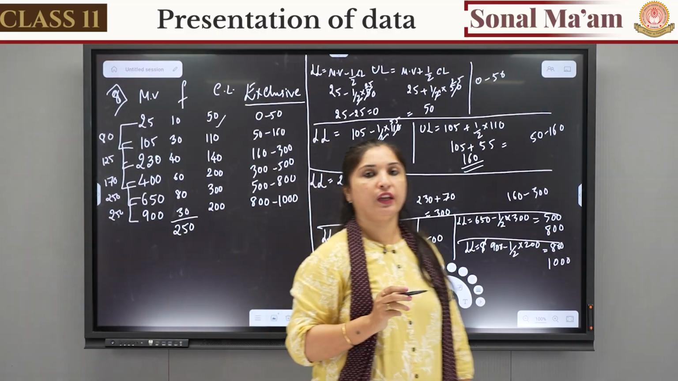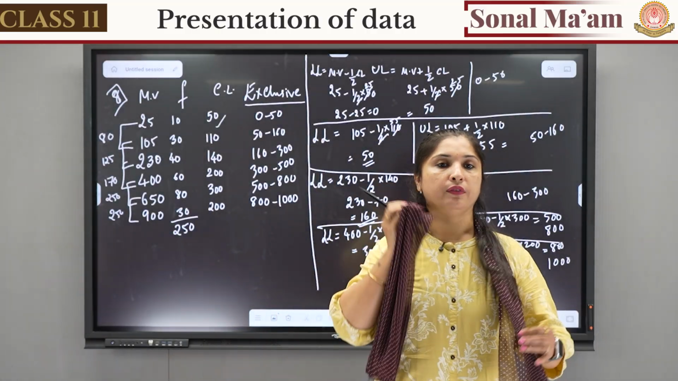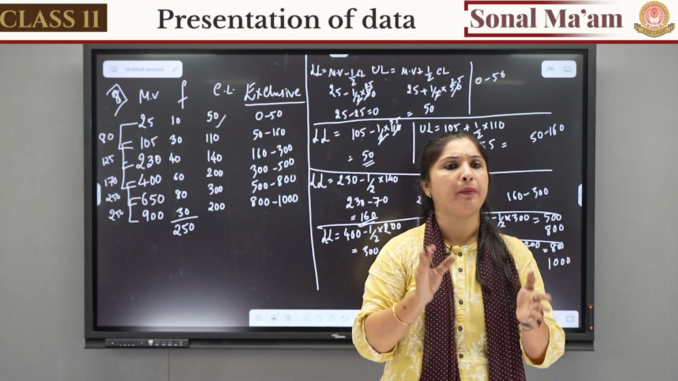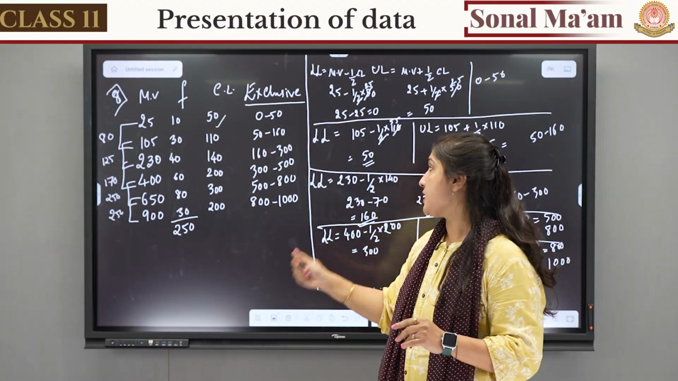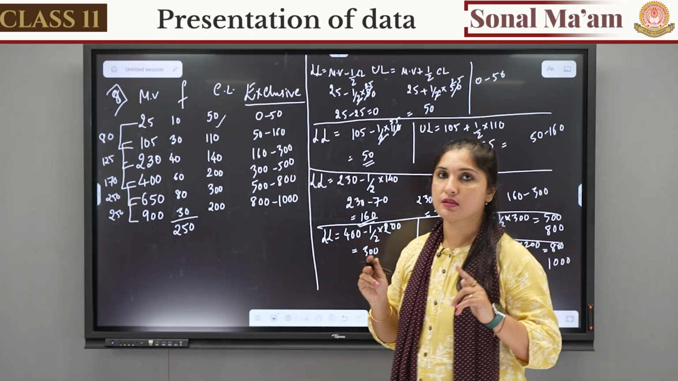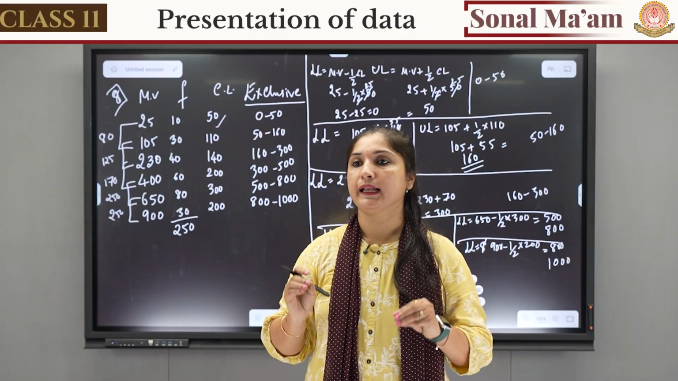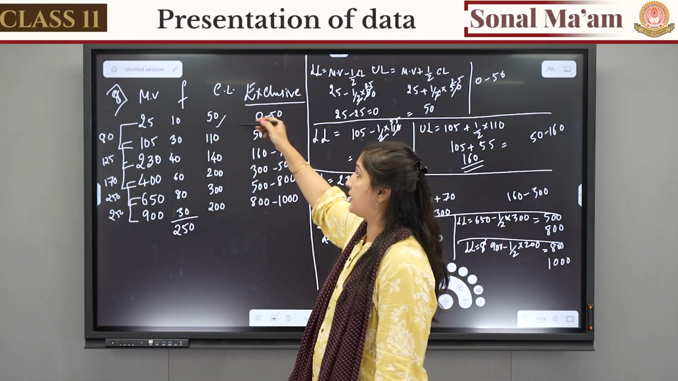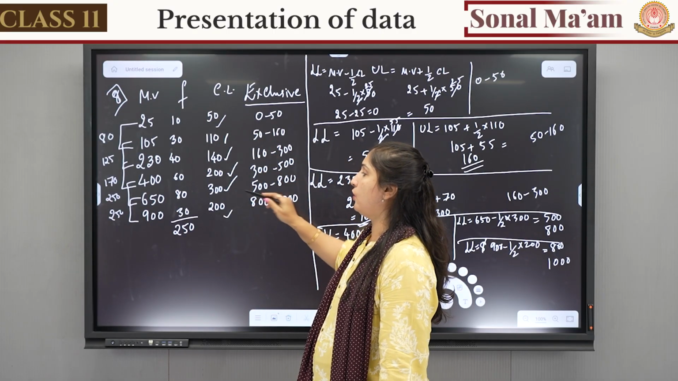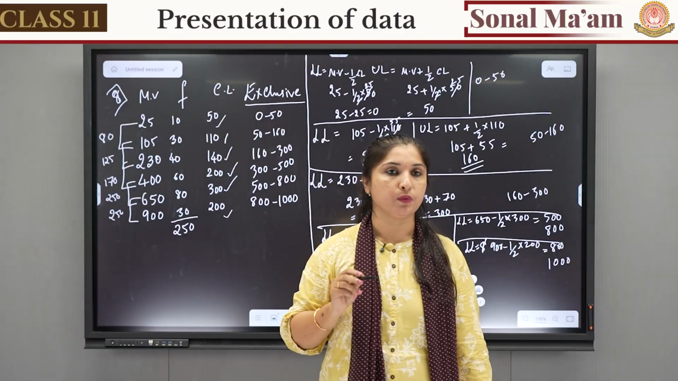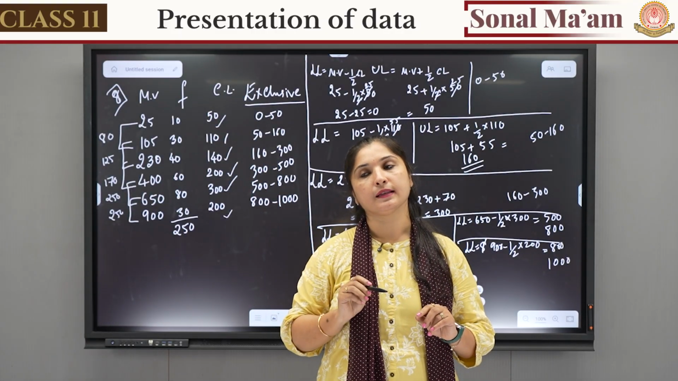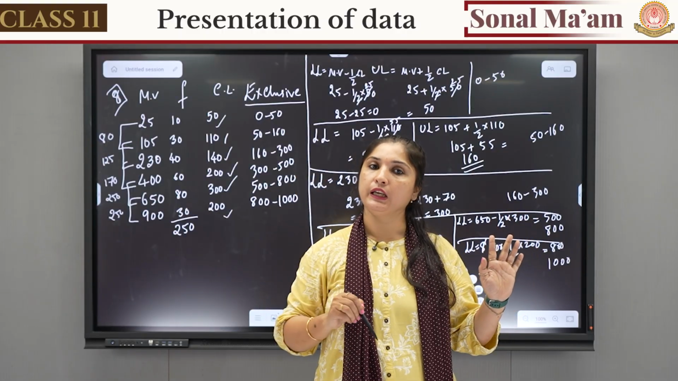Now just tell me, will the frequencies change? The frequencies will change? No, why would the frequency change? We are making the classes, right? In this sum, I have found out for all the classes. Why? Because here the class length was different. All the class lengths, this was 50, this was 110, 140, 200, 300, 200. So all the class lengths were different, and whenever the class lengths are different, you have to find it for each class.